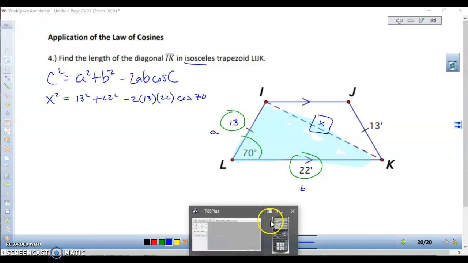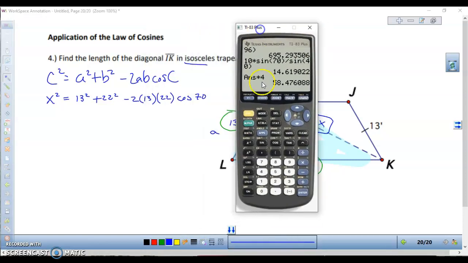So all I'm going to do now is plug this into my calculator, and then I'm going to square root it. So x squared is equal to 13 squared plus 22 squared minus 2 times 13 times 22 times the cosine of 70. Just double check everything looks good. That's x squared. So x squared is about 457.36.